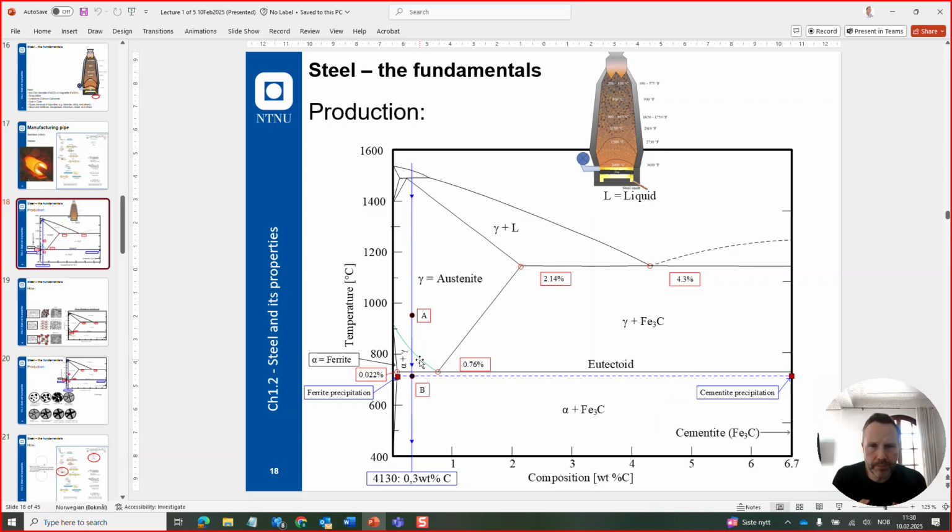When we pass this line called eutectoid, I'm not sure I'm very good at pronouncing it, typically here at something around 700 degrees, you will produce mostly ferrite, but you will also have something called cementite.